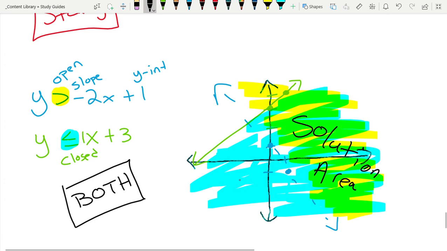If you pick something just from this blue area, it's only going to work in your second inequality. If you pick something from the yellow area, it only works in your first one. If you pick something from the white, it doesn't work in either of them. But something from the double shaded works in double the inequalities, which are both of them.